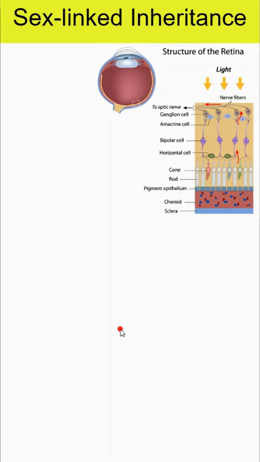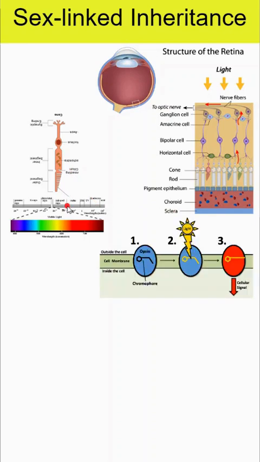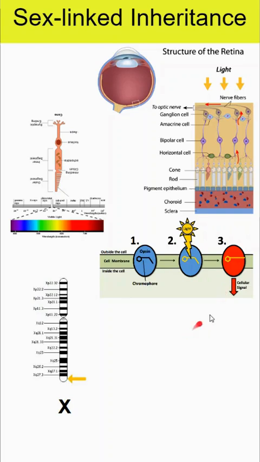Another classic example of this is red-green color blindness. As we start looking at the structure of your retina, the light comes through and interacts with rods and cones, and that allows us to see color. There's a specific protein that interacts with the light and then sends a cellular signal that you are viewing red or green. That protein comes from a gene located on the X chromosome. There are different versions of color blindness, but this is the one we are talking about in this example.